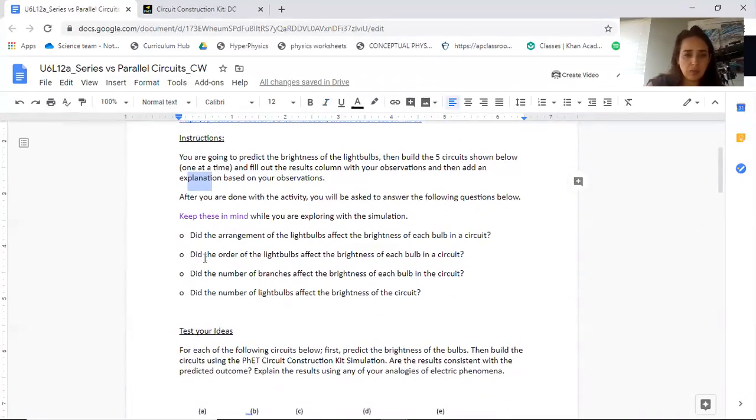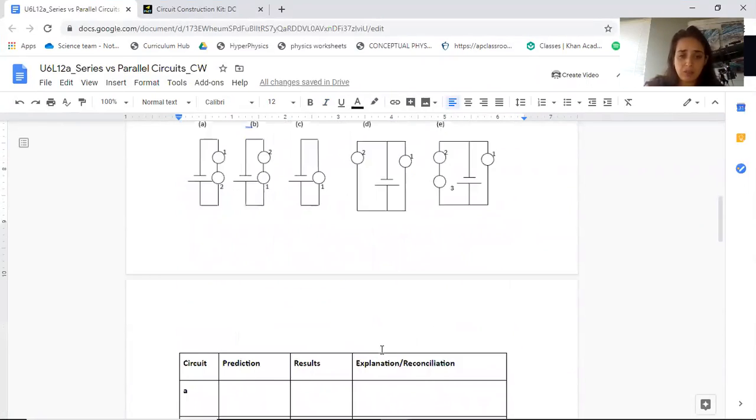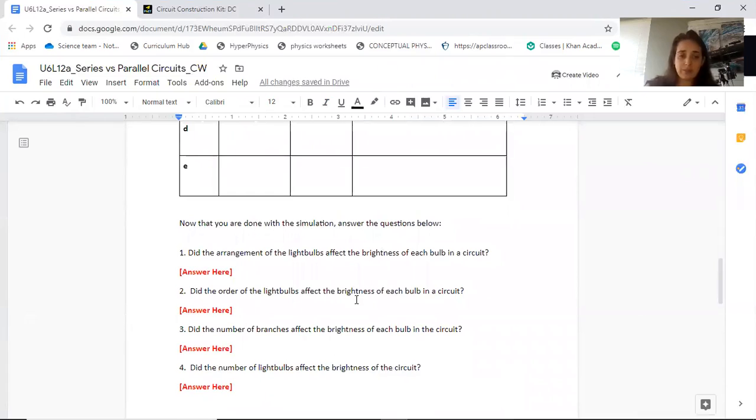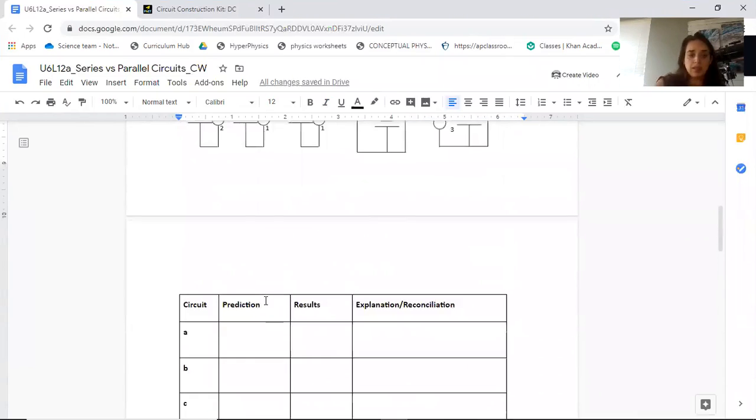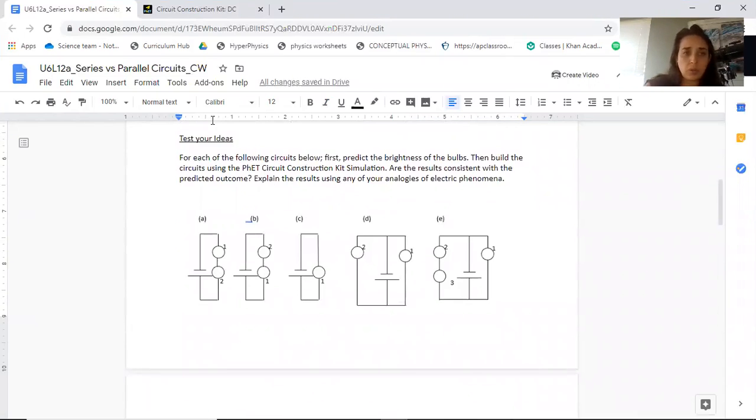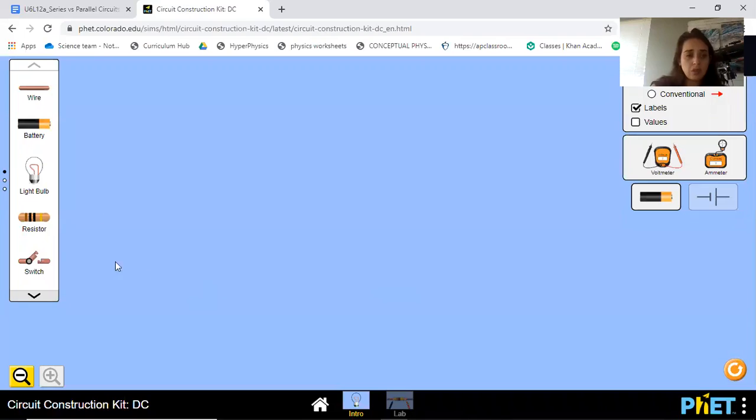And then again, as I mentioned before, keep these 4 questions in mind while you're exploring the simulation, because after we're done, you are actually going to have to answer those questions. Okay? Before you move on to start your work, I just want to remind you how this simulation works.